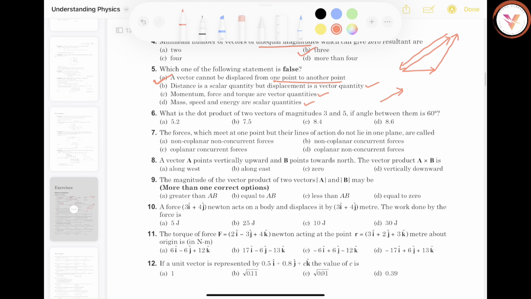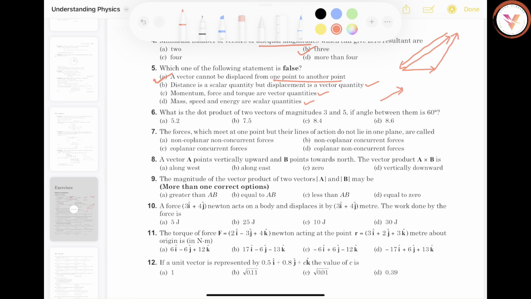Next is, what is the dot product of two vectors of magnitude 3 and 5 with angle 60 degrees? If two vectors are A and B, then A dot B is magnitude of A, magnitude of B, cos theta. Magnitude of A is 3, B is 5 and cos 60 is half. So it's 15 by 2, which is 7.5. Okay, so it's very simple.